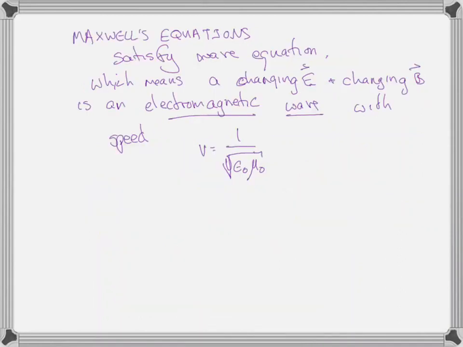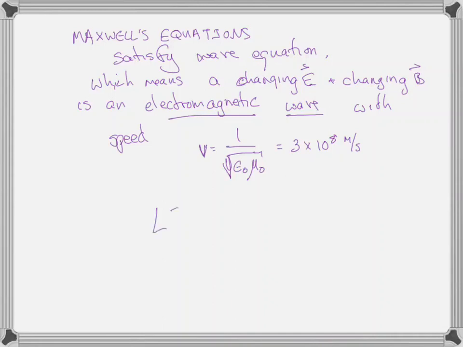Okay, Maxwell's equations satisfy the wave equation. It means the changing electric field, which produces a changing magnetic field, etc., is an electromagnetic wave. It's a wave of changing electric and magnetic fields. And it's got a speed of v equals 1 over the square root of epsilon naught mu naught. If you plug in those constants, you can look them up, and you may or may not be surprised to find that they give you 3 times 10 to the 8th meters per second.